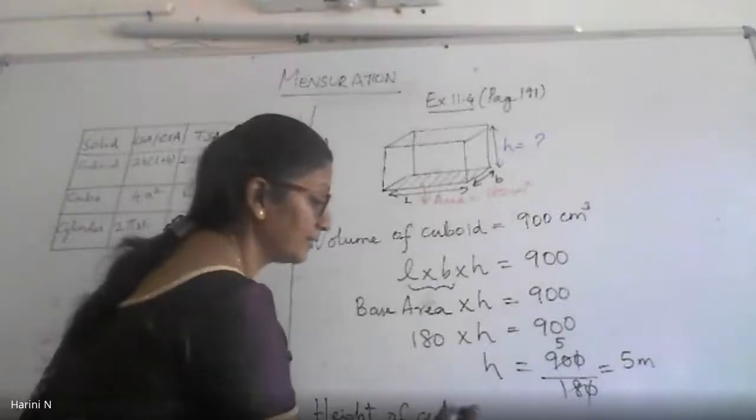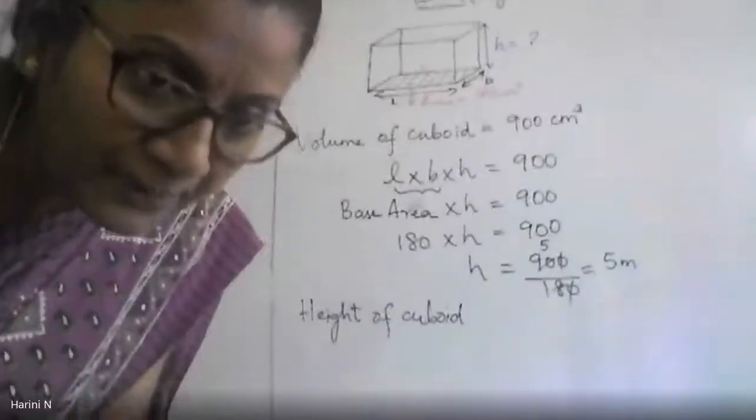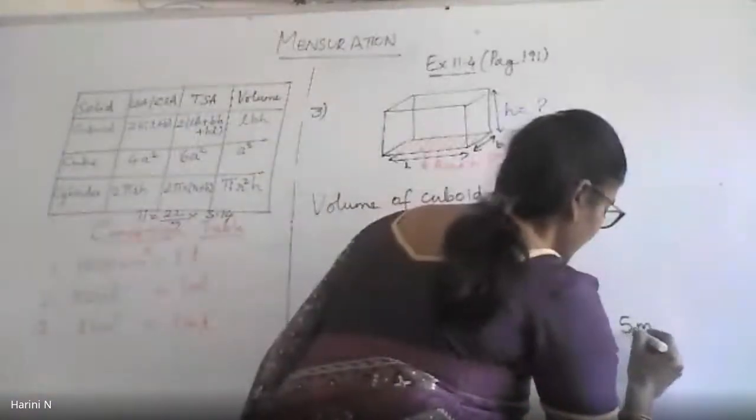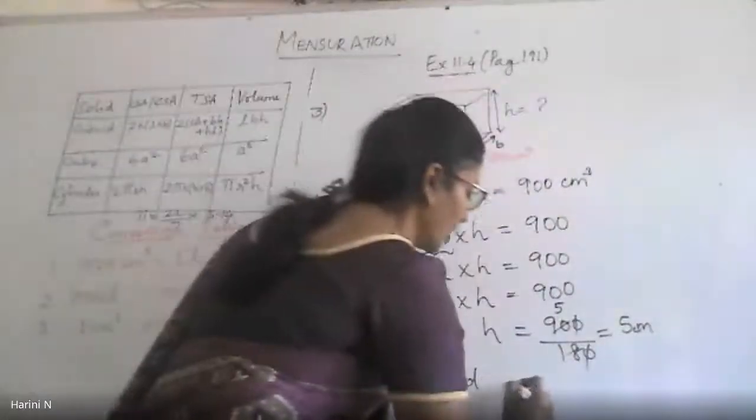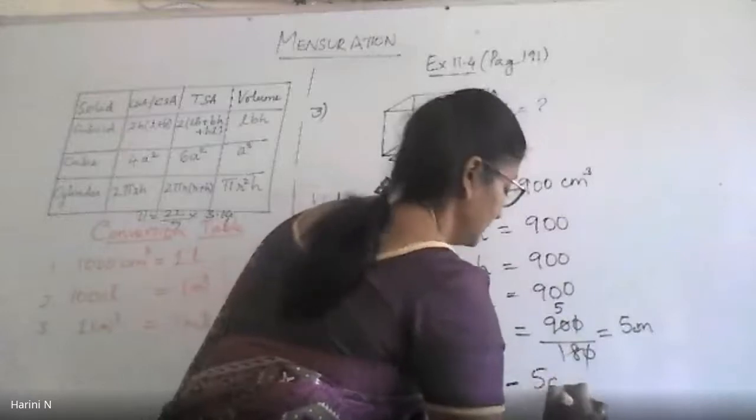Ma'am, 5 centimeters. Yeah, what happened? No, ma'am, you said meter, it's centimeter. Sorry, please be a little louder. Ma'am, it's centimeter, not meter. Okay, I wrote centimeter here. Sorry. Height of the cuboid is 5 centimeters.